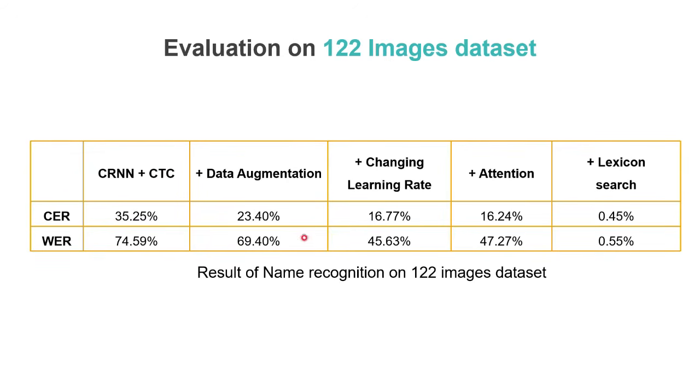So as you can see, this is the result of name recognition. In the first three columns here, the result is pretty good. But attention here, we can say that the CER decreased a little bit, which is good, but the WER is increasing, which is not good. But why did I use attention? I recognized that if the model without attention is right, it can be really right, like 100%.